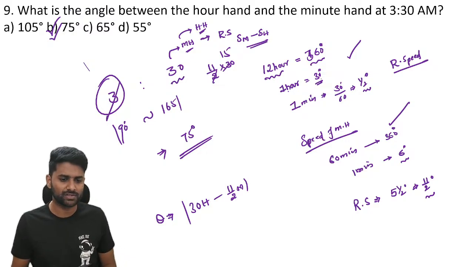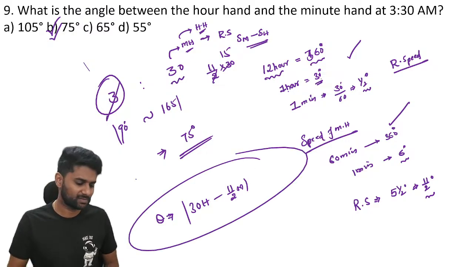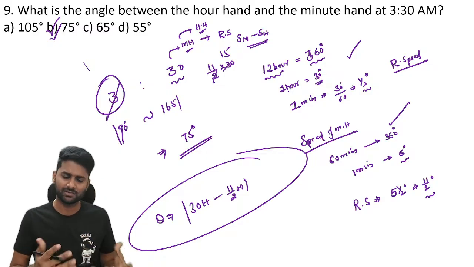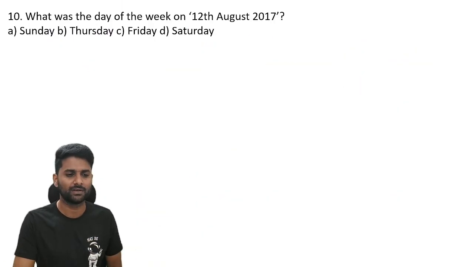Is the whole concept clear? Just remember this formula: 30H minus 11 by 2 M. It is a modulus, so its resultant must be positive.